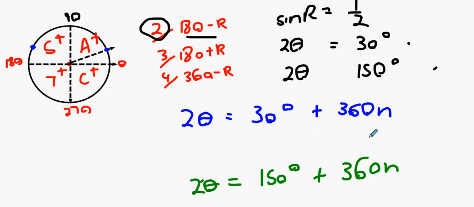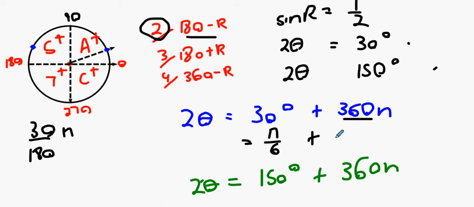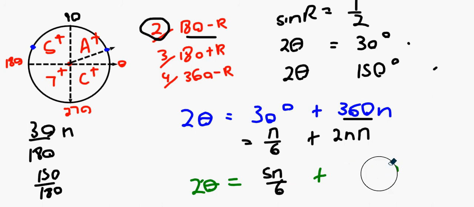Does anybody know how to convert degrees into radians? Divide by 180 and add on a pi. So what's 30 divided by 180 and then add on a pi? Pi over 6. What's 360 in terms of pi? So that's why I have 2n pi here. Is that okay? And 150 divided by 180? 5 pi over 6. Okay? Now, is everybody happy that I've successfully converted them into radians?